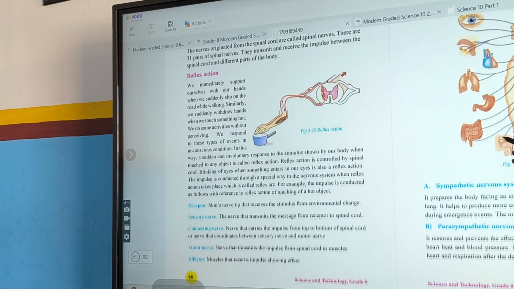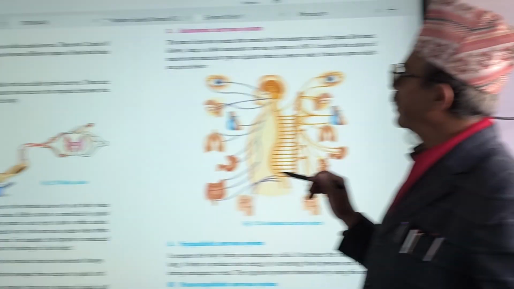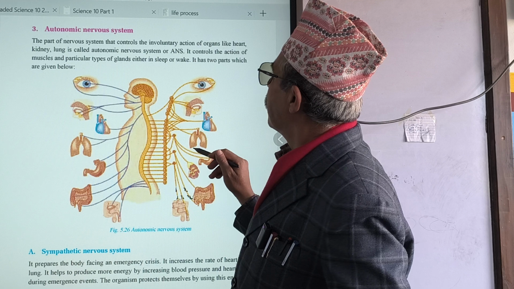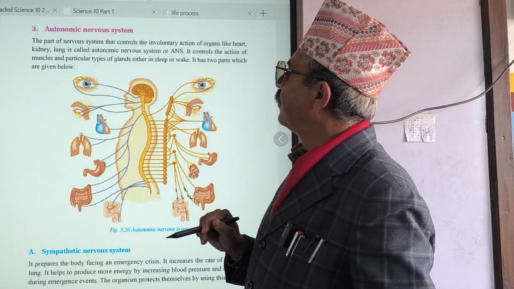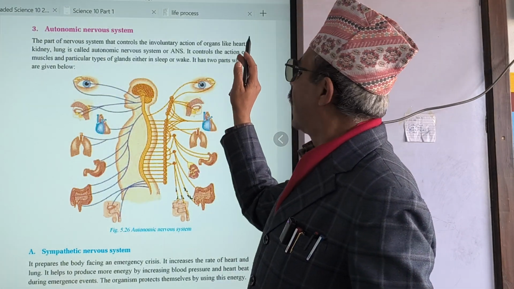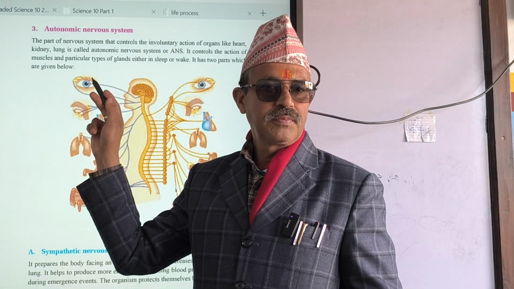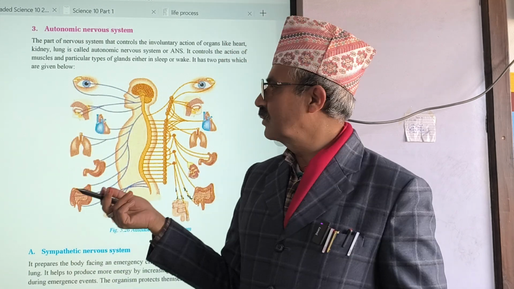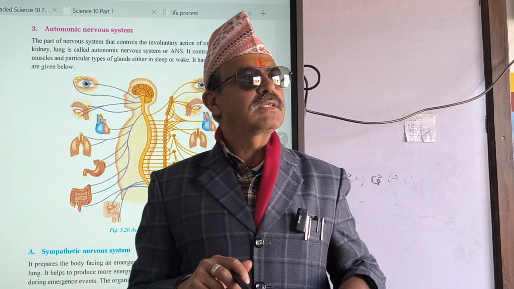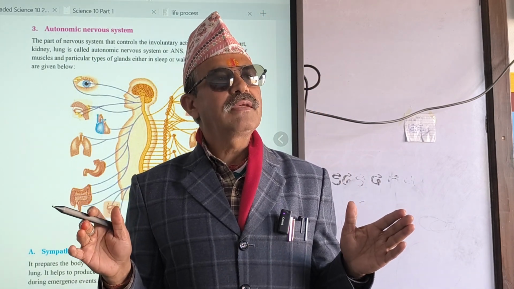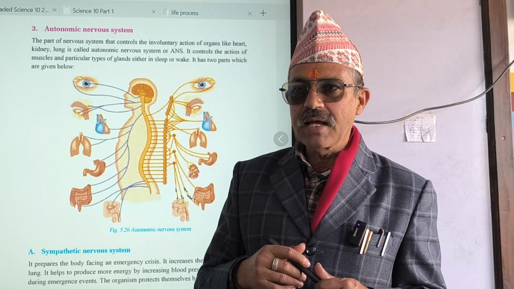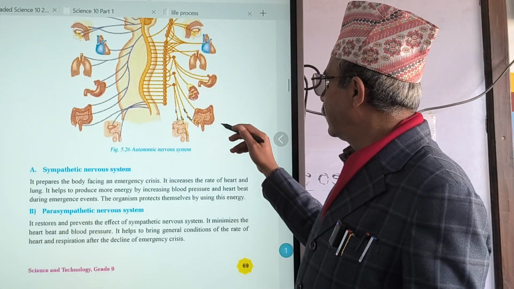Next one is the autonomic nervous system. In the autonomic nervous system, the functions of kidney, lungs, and heart are controlled. Automatically the activity is carried out. And the autonomic system can be divided into two types. What are they? First sympathetic, another parasympathetic.